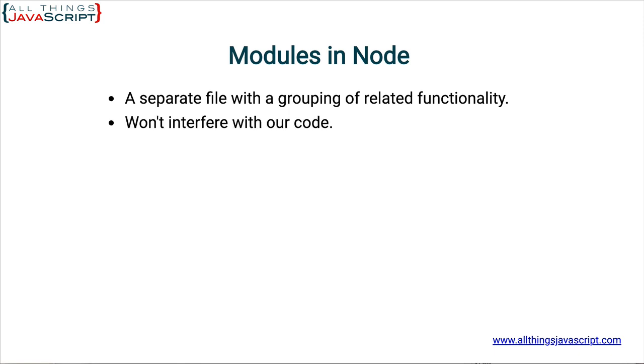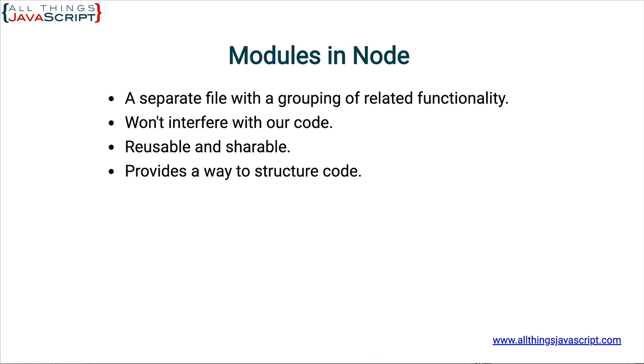Now, the advantage of a module is it won't interfere with your other code. It is a separate scope entirely. So you can create a variable in your main.js file, and if the same variable is used in one of your modules, they're not going to conflict. They have a separate scope. Modules are reusable and shareable, and that's how it can help you structure your code. And as we've mentioned, it is a great way for structuring your code. It is a tool that is provided in Node to help you do that.